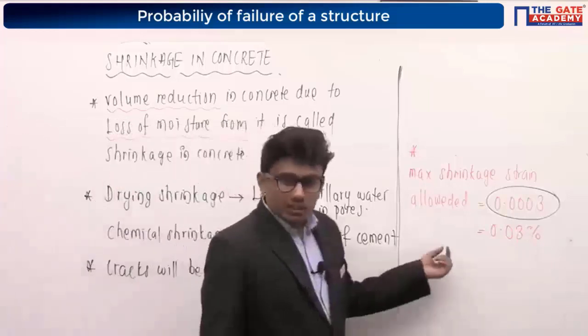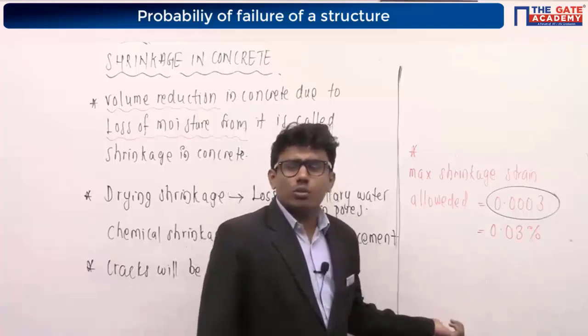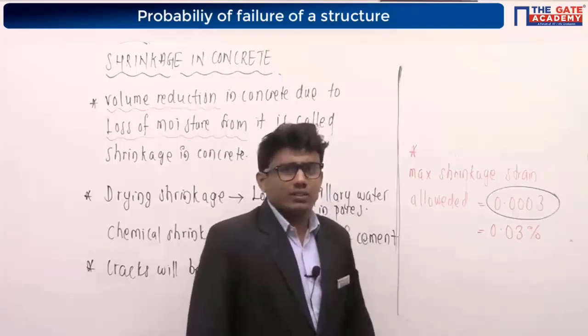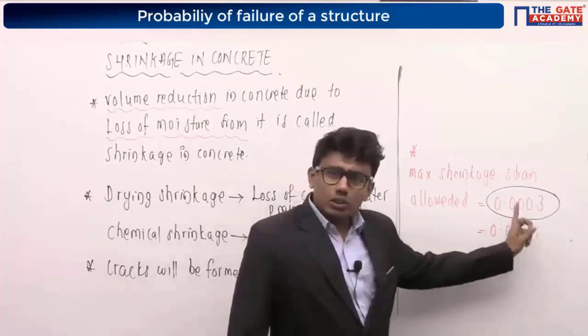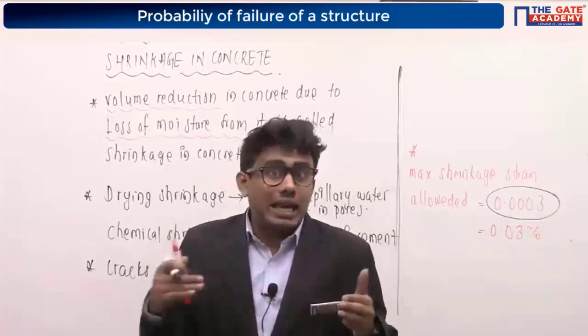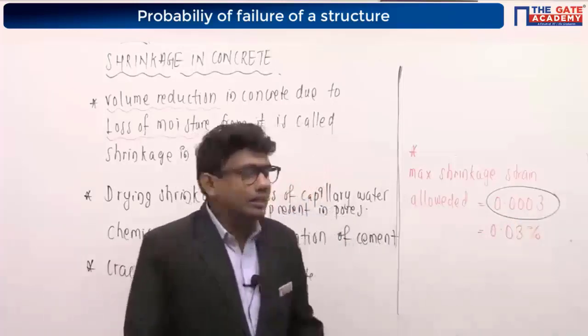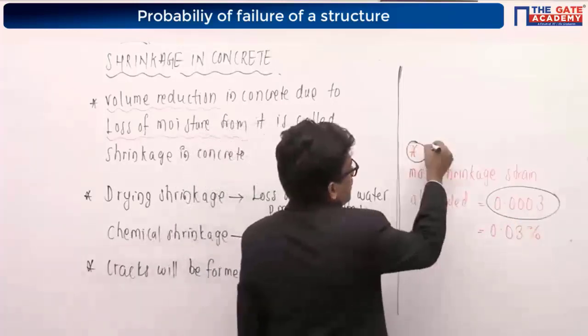There the options will be 0.03, 0.003, 0.0003. There will be one more option, 0.002. Answer will be 0.0003. The maximum shrinkage strain that is allowed in concrete is around 0.0003. Remember this, one of the most important questions from this topic.